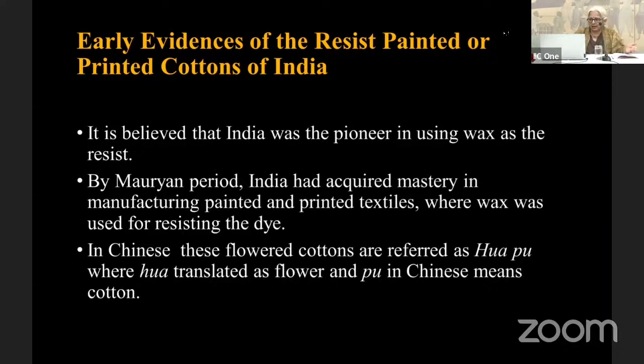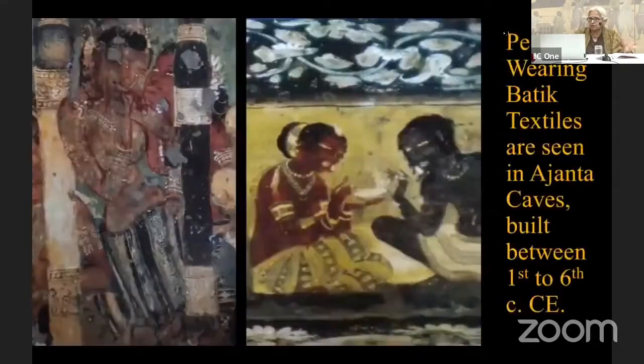Sometimes they said Wa Mian Pu. Mian is cotton. So that is the flowered cotton of India. People wearing batik textiles can be seen in the Ajanta paintings, which are from the 1st to 6th century CE. Some of these you can see here.